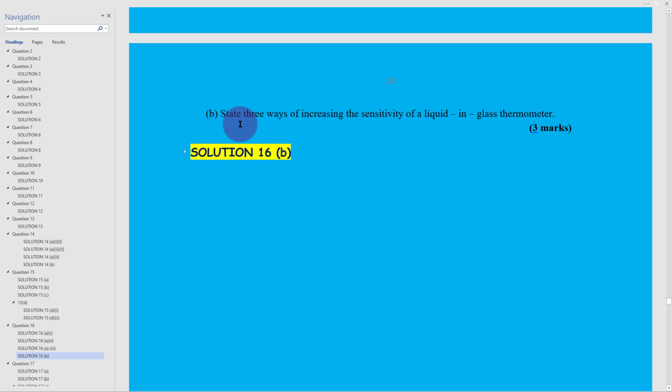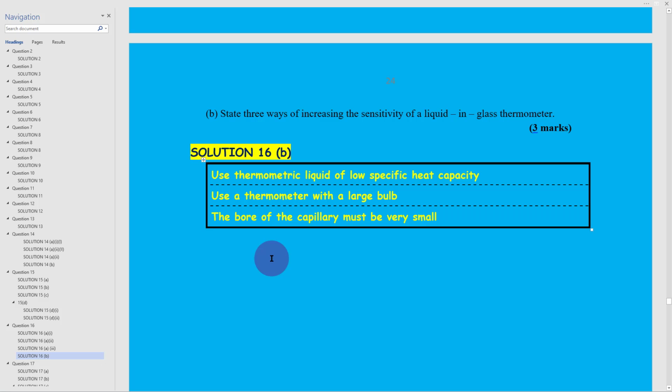Let's look at this other part here. State 3 ways of increasing the sensitivity of a liquid-in-glass thermometer. And there are these ways here. Use a thermometric liquid of a low specific heat capacity. That will increase the sensitivity. Use a thermometer with a large bulb. It will increase the sensitivity. And the bore of the capillary must be very small.